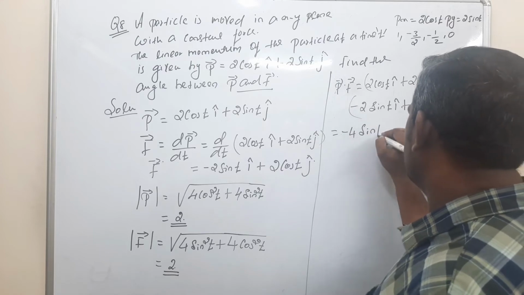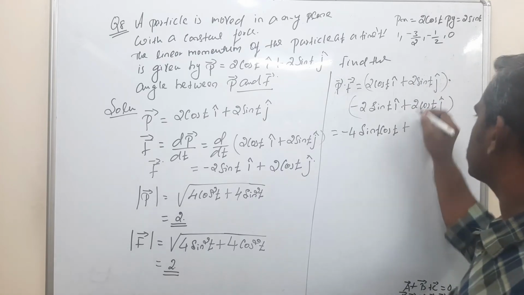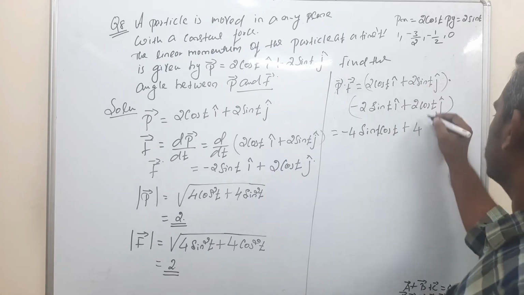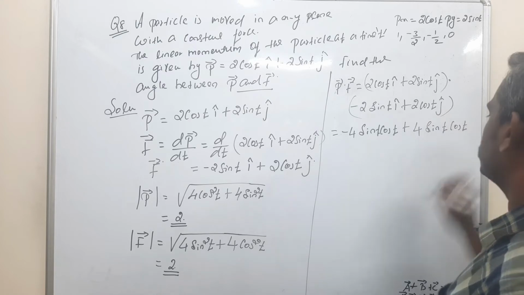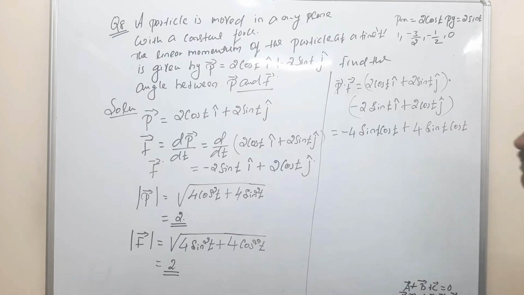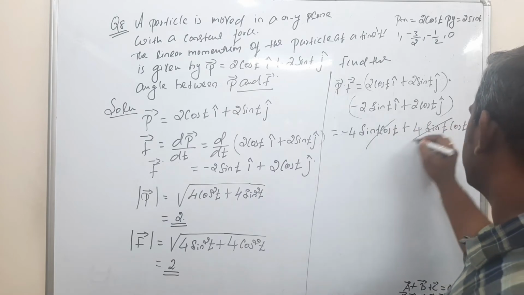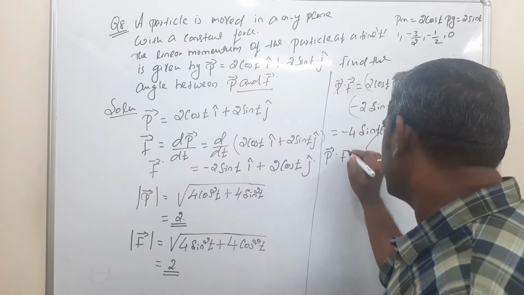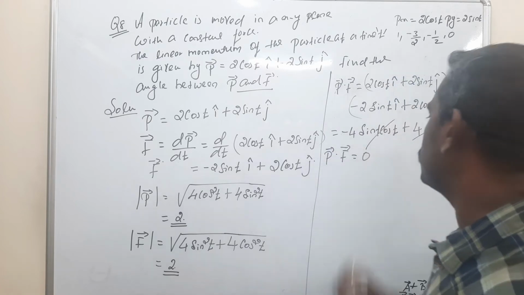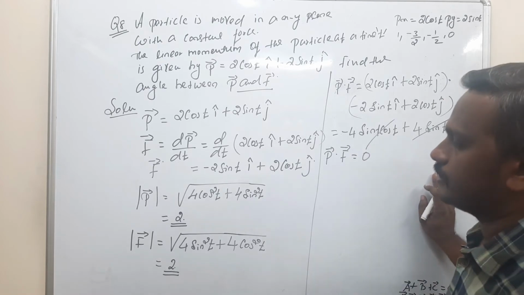sin t cos t plus 2 into 2, 4 sin t cos t. So minus 4 sin t cos t and plus 4 sin t cos t is equal to 0. Therefore P vector dot F vector is equal to 0.